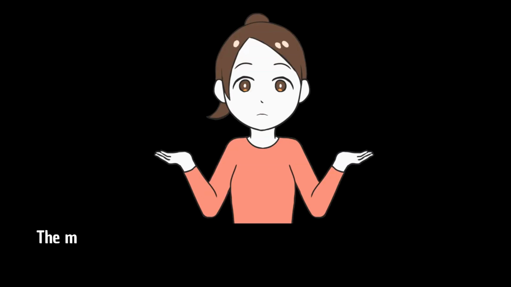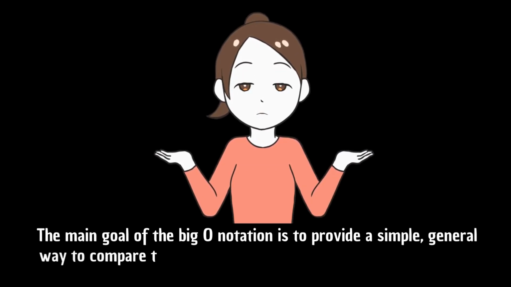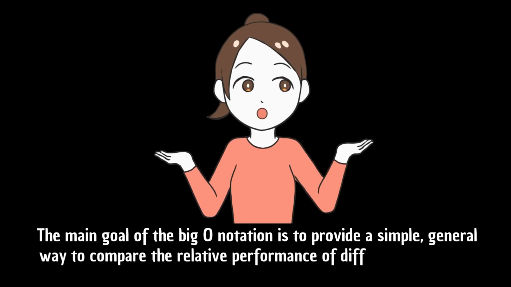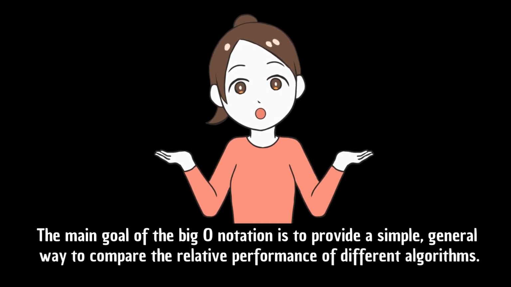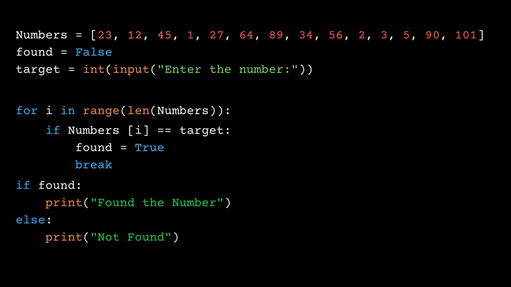The main goal of the big O notation is to provide a simple, general way to compare the relative performance of different algorithms so that you can choose the best algorithm for a given task. The search algorithm we discussed earlier in our example is a linear search algorithm. Its time complexity is O(n) because it has to iterate through all the elements of the list, and the size of the input is the size of the list.